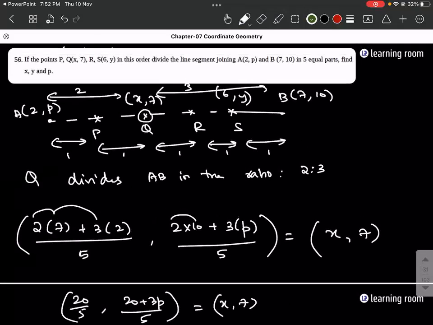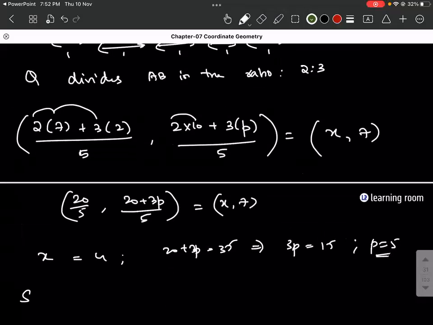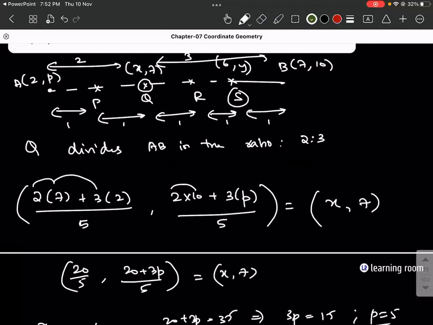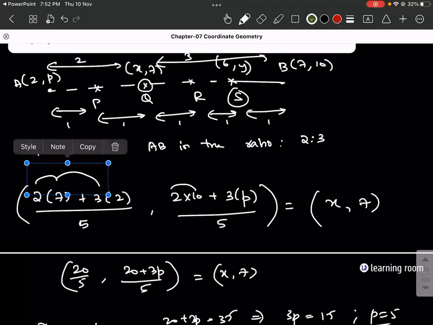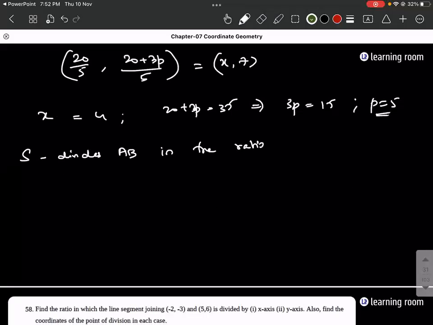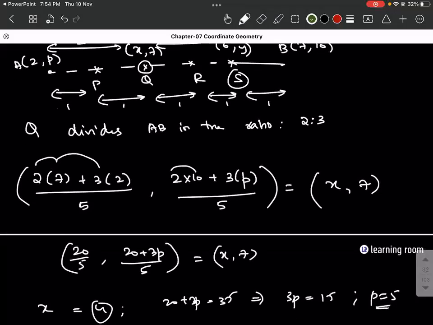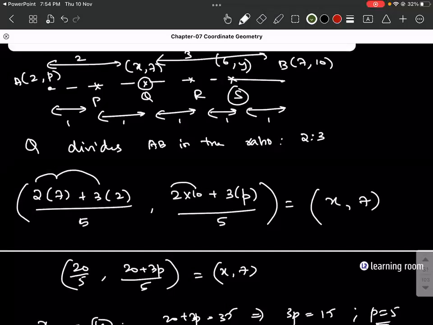In a similar way, S divides AB in the ratio? Tell me. S divides AB in the ratio, how much? 4:1. Apply the formula. You already know the value of X, that is 4. So apply this 4:1 and find out Y. Will you be able to do that? Do it fast, 1 minute time.